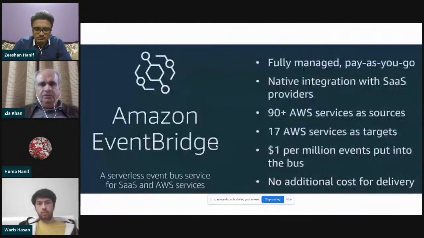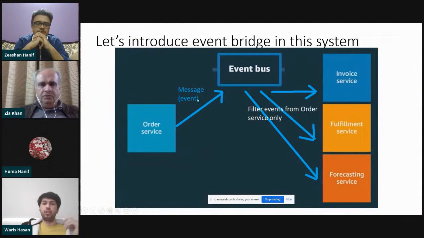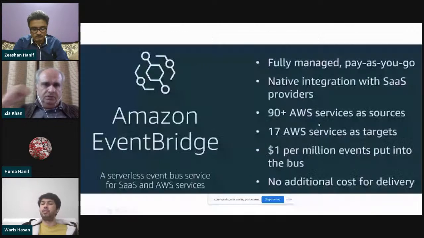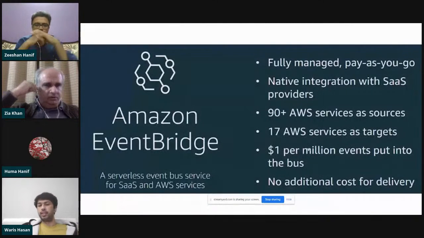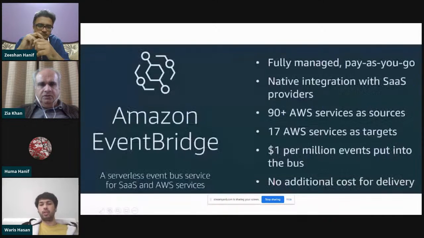And the service that allows us to do that is Amazon EventBridge, and it's serverless, pay as you go, just like Lambda functions. It supports 90 plus AWS services as sources. Sources mean the services that can actually put events on the event bus, and targets mean the services that can read events from the event bus. Right now, only 17 services can be used as targets, and it's also quite cheap. You can see it's $1 per million events. This is just showing what EventBridge offers us.